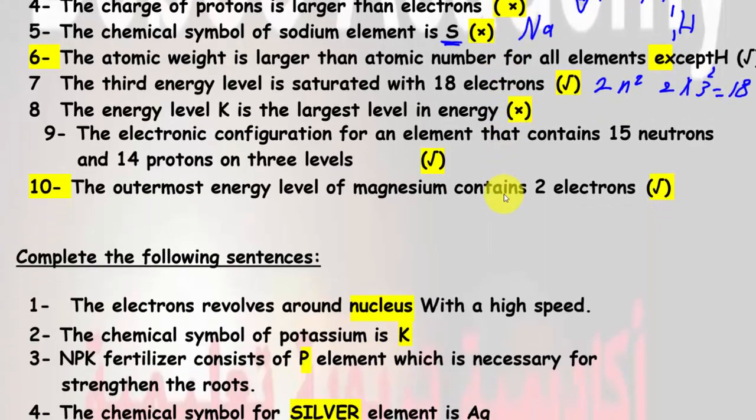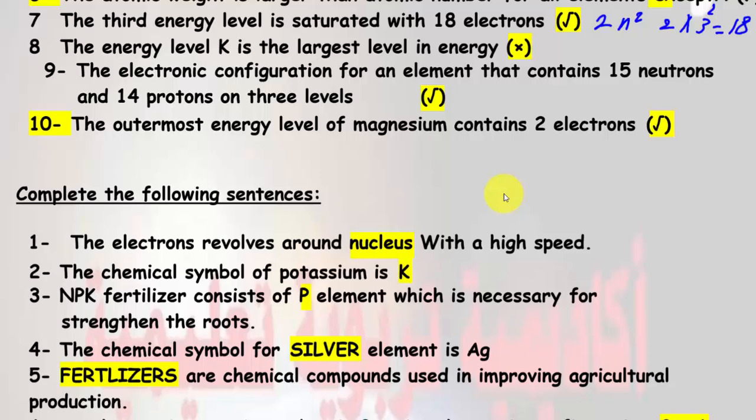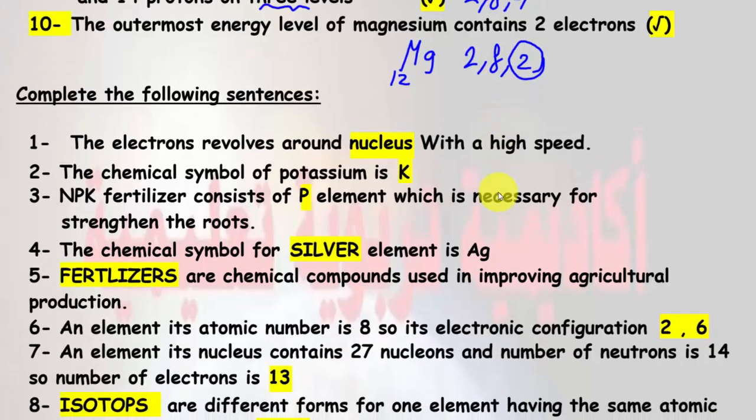Let's move to number 9. The electronic configuration for an element that contains 15 neutrons and 14 protons is on 3 levels. And this is also right, because it will be 2, 8, and 4. So it is distributed in 3 levels. The outermost energy level of magnesium contains 2 electrons, and this is also right, because magnesium, as we know, is 2, 8, 2, so it ends with 2 electrons, and this is right.